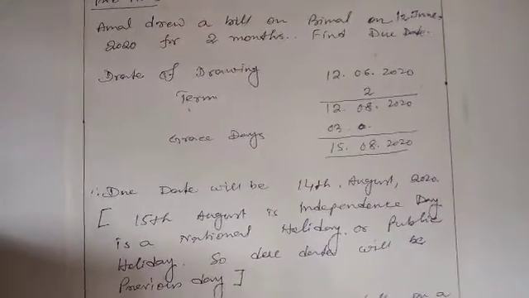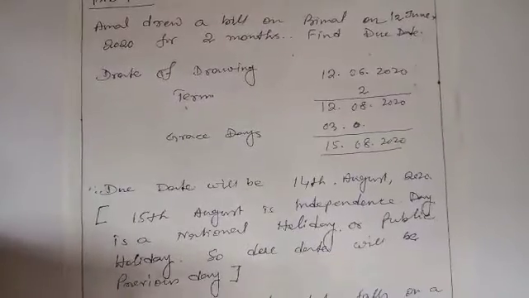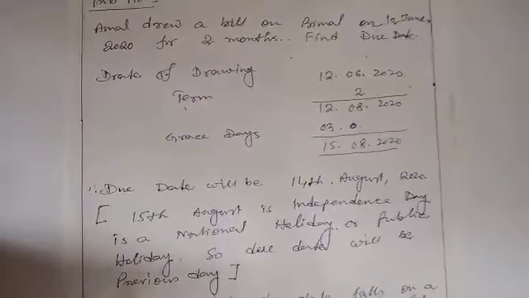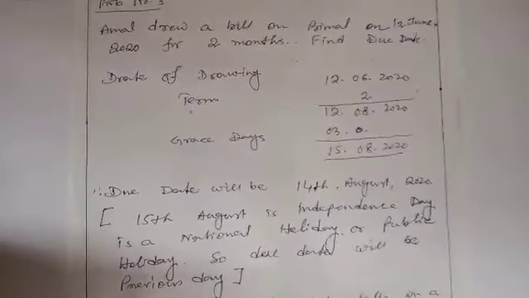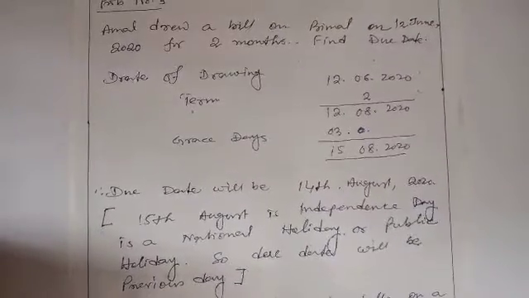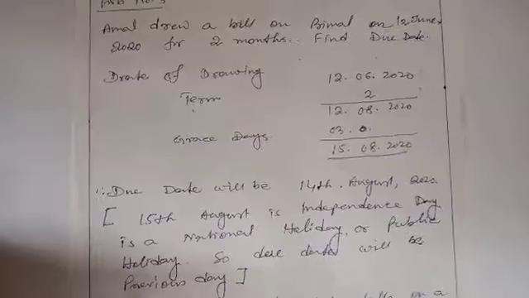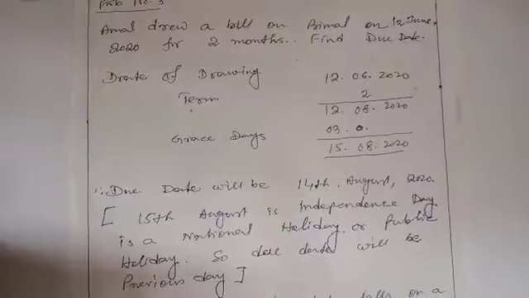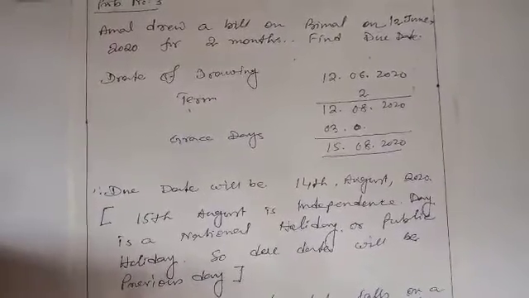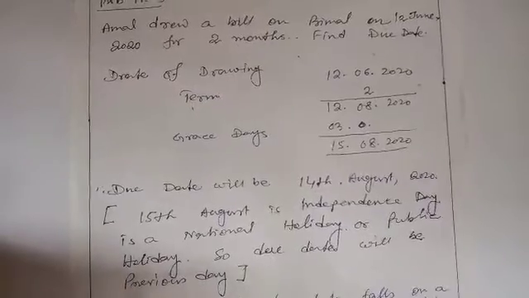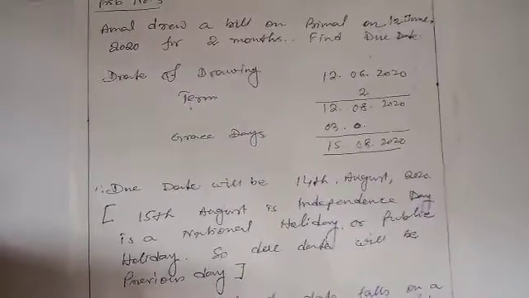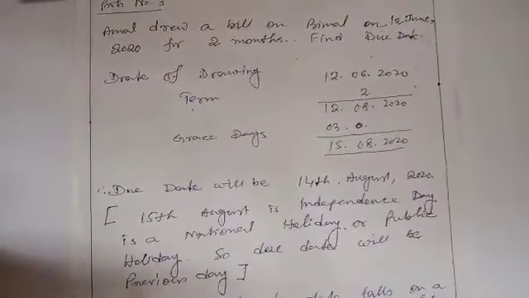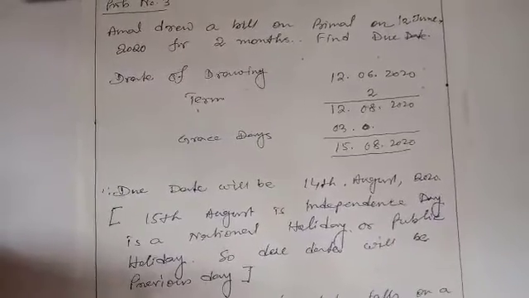After finding the actual due date, if you find that it falls on a national holiday, 26 January, 2nd October, 15th August, these are the national holidays, then the due date will be the previous day. That is 14th August in this case. If after calculation the due date is the 26th January, then 25th January will be the due date. If 2nd October is the due date according to the calculation, then 1st October will be the due date. So in case of national holiday, the previous day will be the due date.